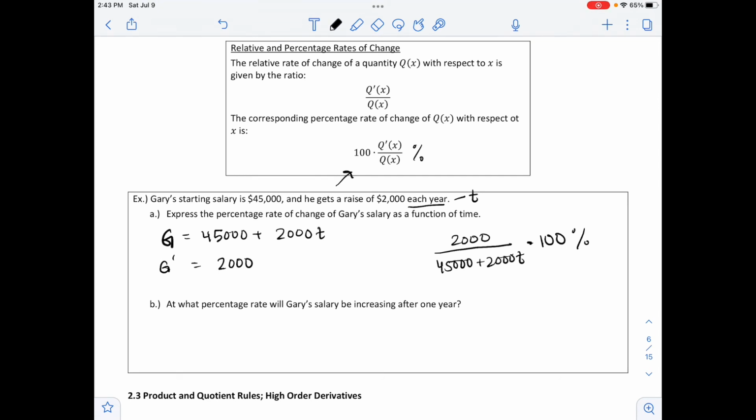Part B says, at what percentage rate will Gary's salary be increasing after 1 year? So at 1 year, T would be equal to 1, and so we're going to have 2,000 divided by 45,000 plus 2,000 times 1, and then again times that 100, and then we'll add the percent. And so working this out, we get 4.26%.